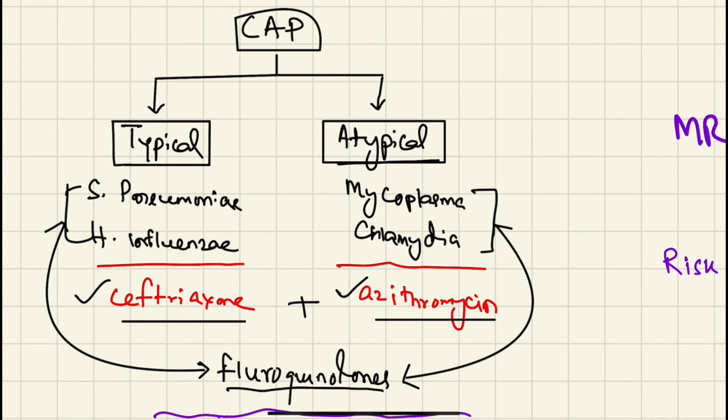For community acquired pneumonia, we have to cover two kinds of pathogens: typical pathogens and atypical pathogens. In typical pathogens, we have Streptococcus pneumoniae and Haemophilus influenzae. These are the most common pathogens that can cause a typical CAP. And atypical, we have Mycoplasma, Chlamydia, and also Legionella. So we have to choose an antibiotic which can cover both typical and atypical.